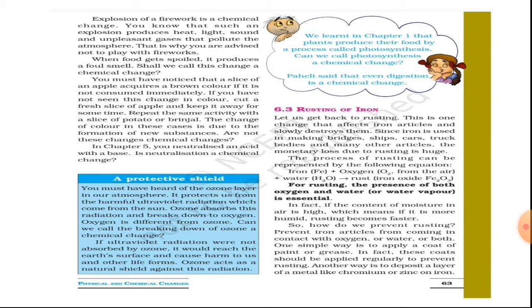In this process, mainly water vapor or water and oxygen are the factors responsible for rusting of iron. Whenever the iron material comes in contact with air and water, the rusting process occurs and the formation of iron oxide takes place during this process.